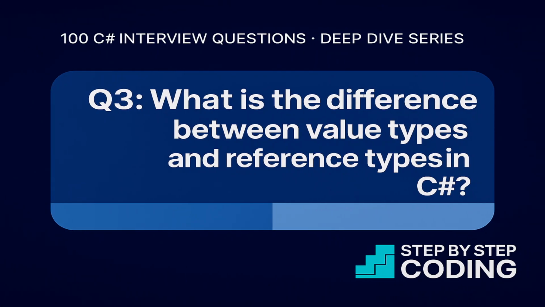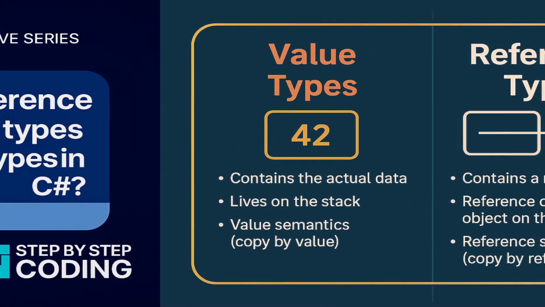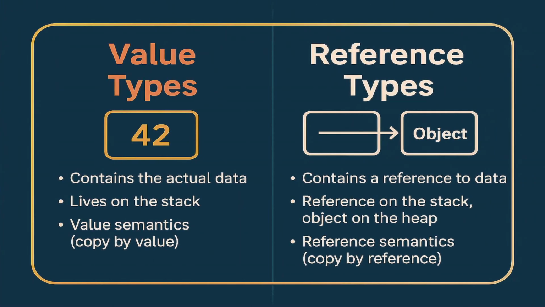Today we are going to touch base on one very important topic. What is the difference between value type and reference type? So let's start with the fundamental concept as well as the definition. In C#, every variable which you declare falls into one of these two categories. One is value type, another is reference type.